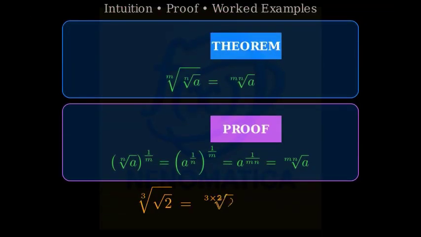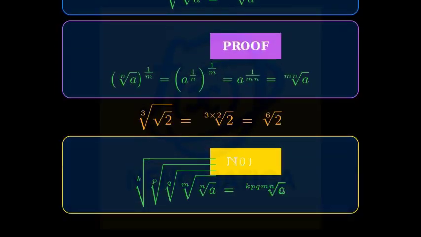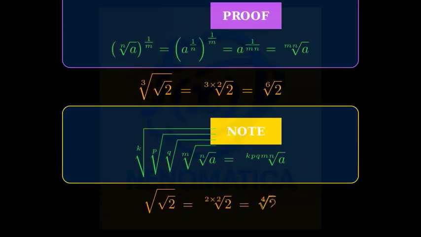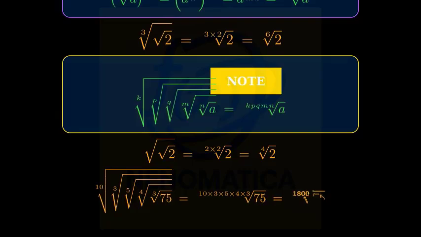Quick example: the cube root of the square root of 2 becomes a single radical. Multiply 3 and 2 to get 6. So this equals the sixth root of 2. Note, when you have several nested radicals with different indices, you still multiply all indices.